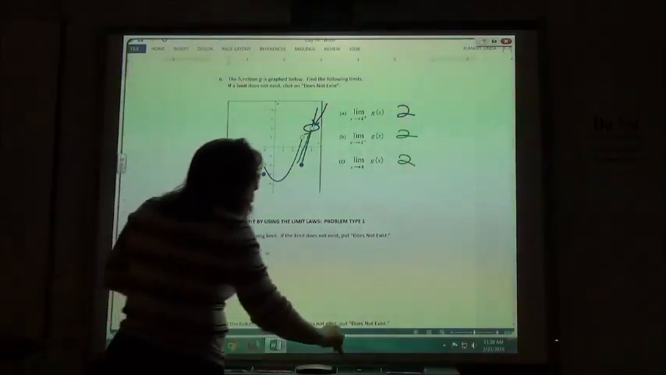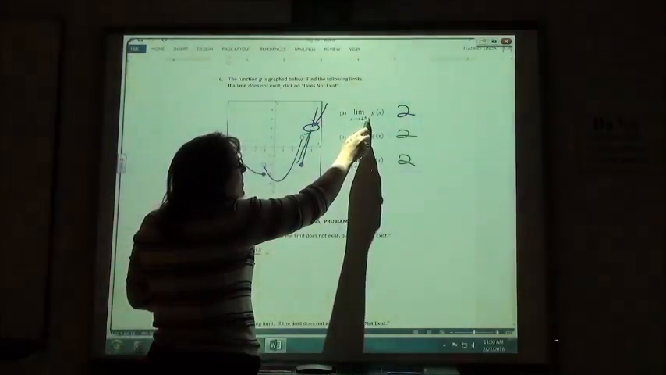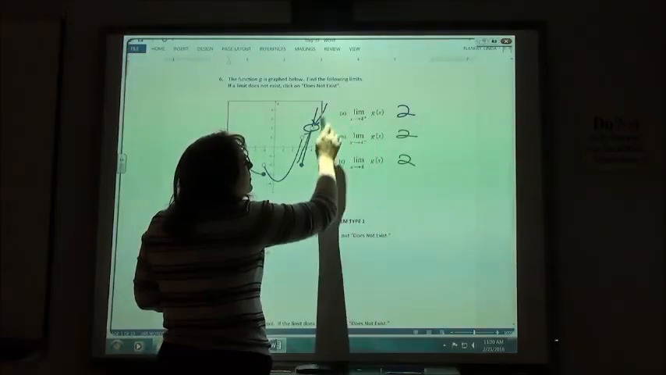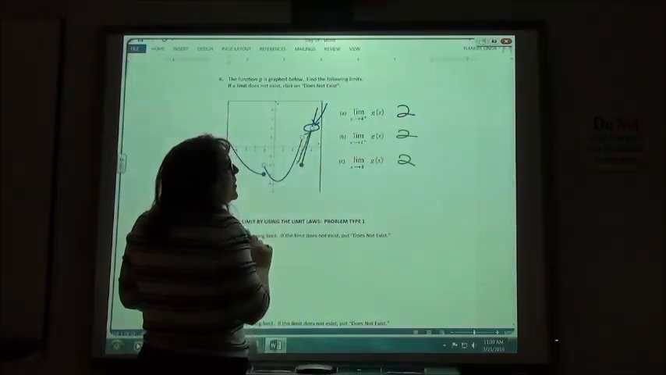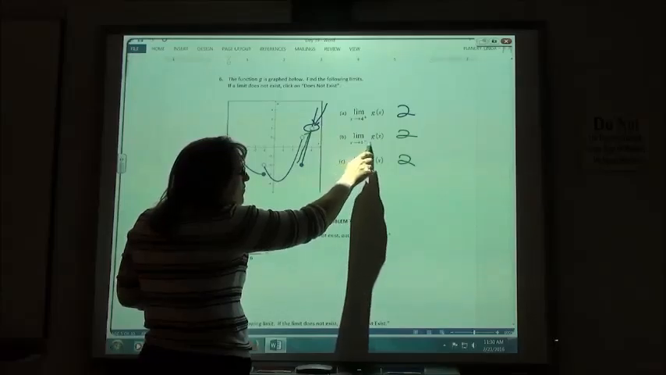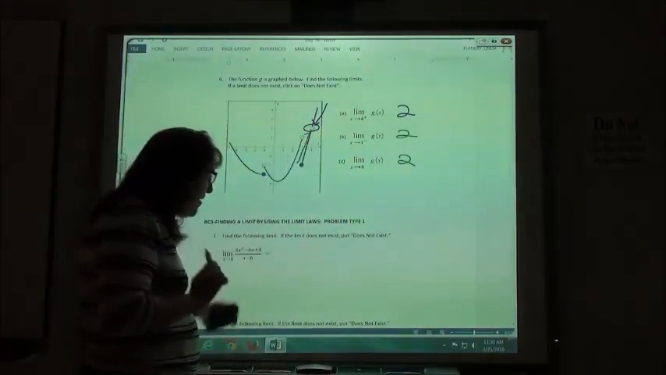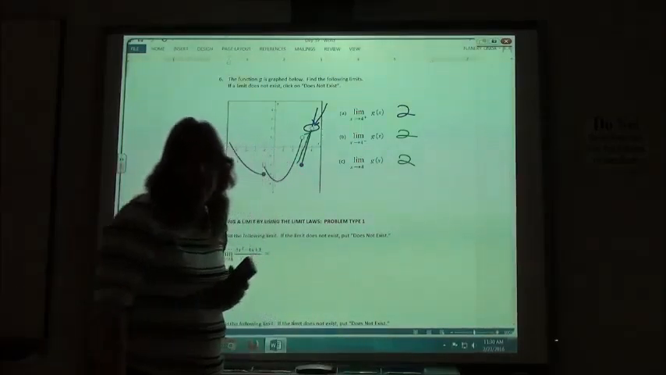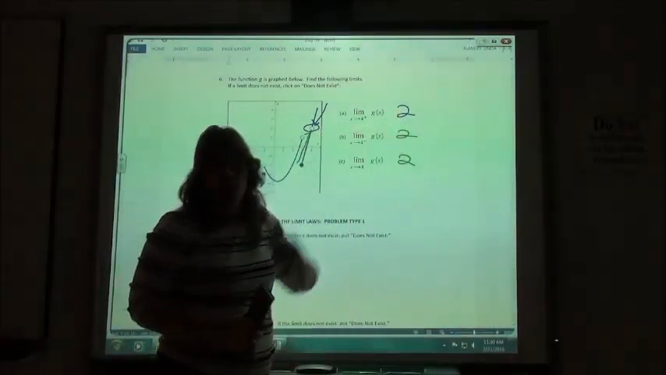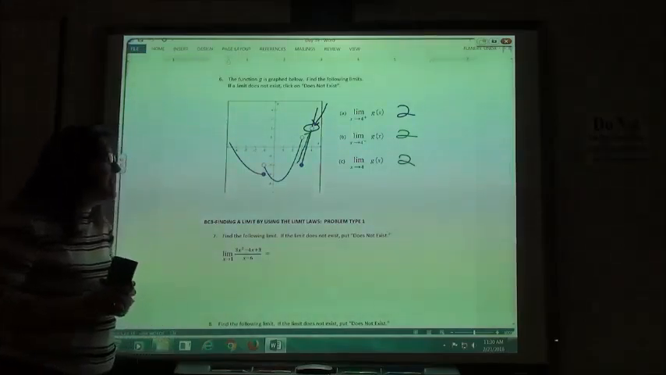So when I look at my graph and it has the plus sign, it means I'm coming from the positive direction, but it really means I'm coming from the right side of my graph. Here, I'm coming from the negative direction, I'm coming from the left side of that point, and if I have the same value, then a limit does exist at that value. If they're not the same value, then the limit does not exist.